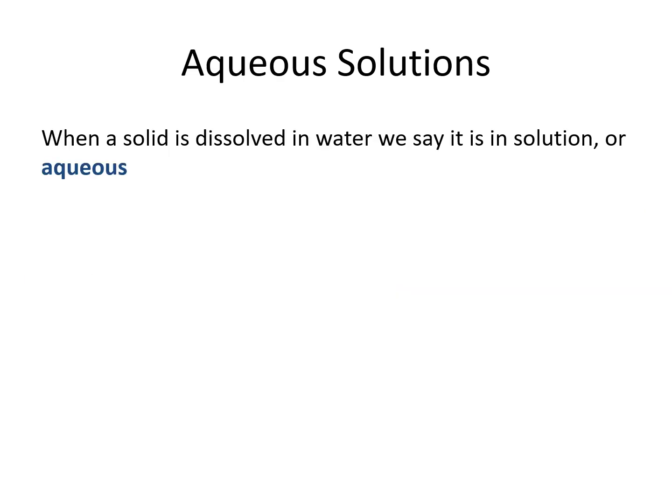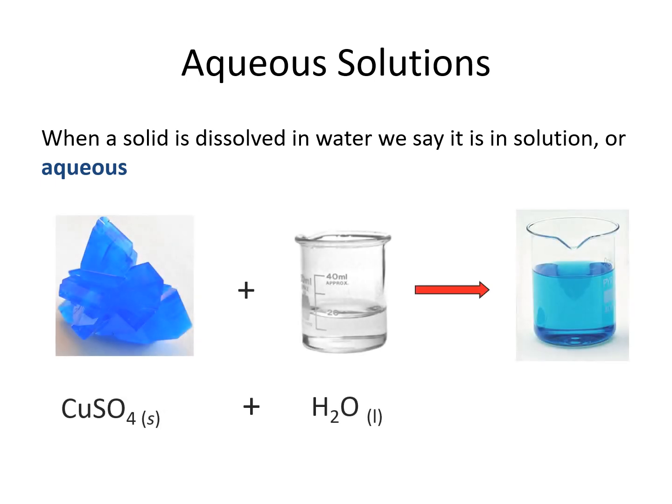But we have another symbol that we haven't come across before, and this is for chemicals that have been dissolved in water. So let's read this. When a solid is dissolved in water, we say it is in solution or it is aqueous. For example, I could get some solid copper sulfate and add that to water and it will dissolve. And if it dissolves, I'll form a solution.